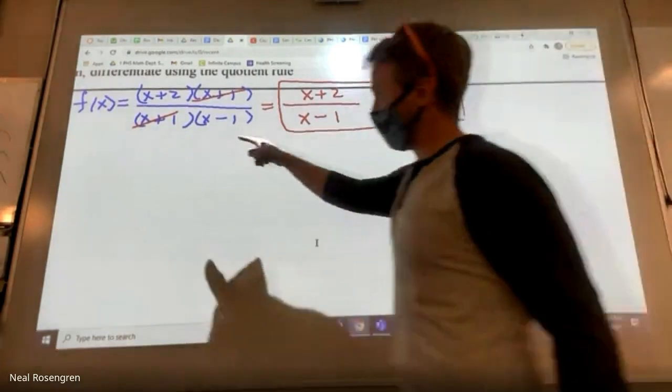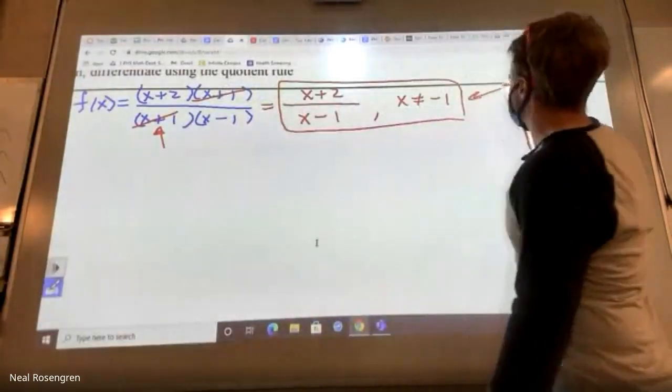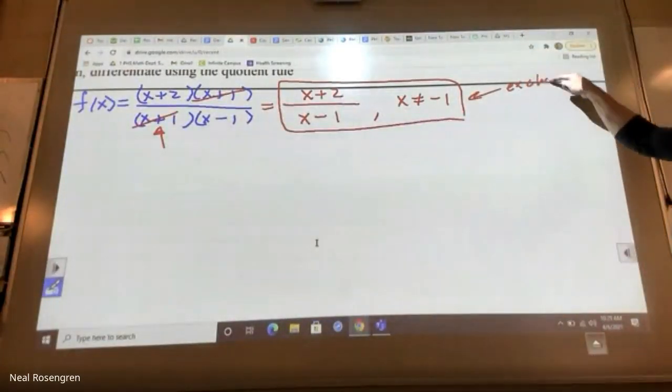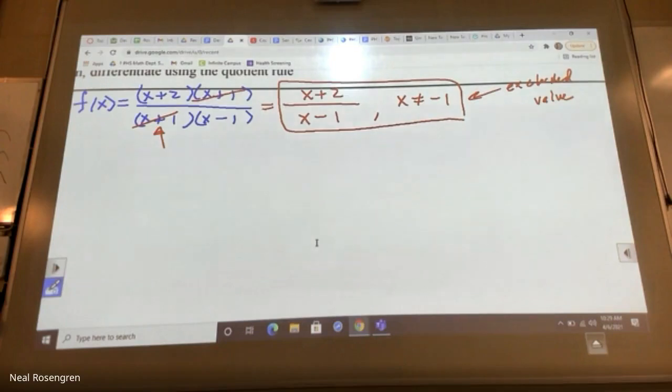This factor right here, although we divided it away, is still part of the original function. We're just simplifying it so that our derivative work is easier. But keep track, and I'll label it right here: excluded value. There's only one of them, so I'm just going to say excluded value. But if you have multiple factors that you divide away, you want to make sure that your function and then your derivative after the fact keeps track of them.